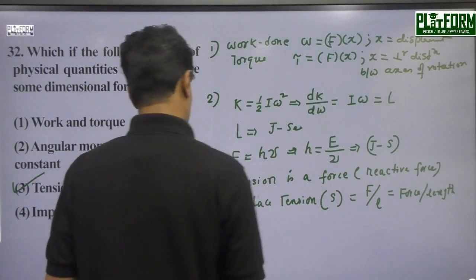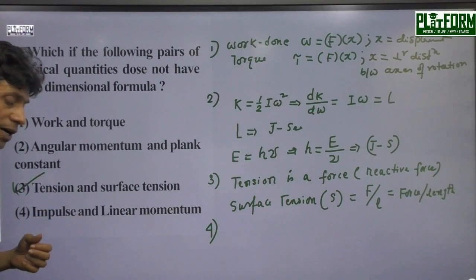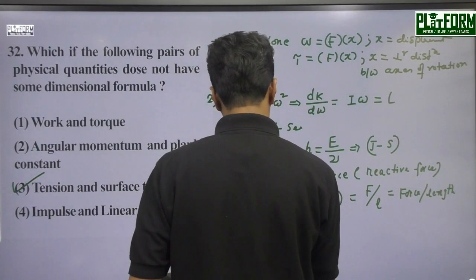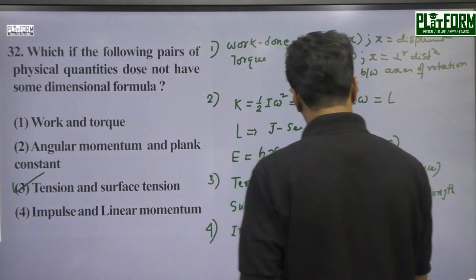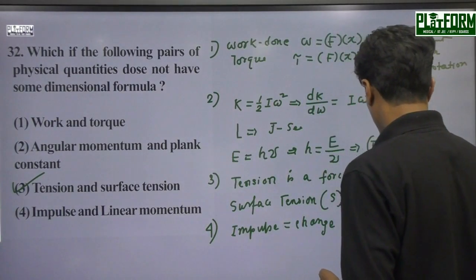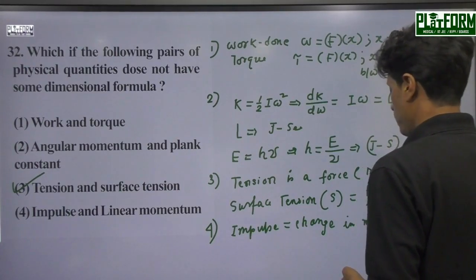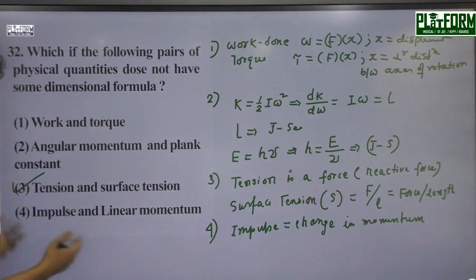Another option is 4, impulse and linear momentum. Impulse means change in momentum. Impulse is change in momentum, and momentum simply is momentum. So therefore impulse and linear momentum have the same dimensional formula. Okay, next problem.